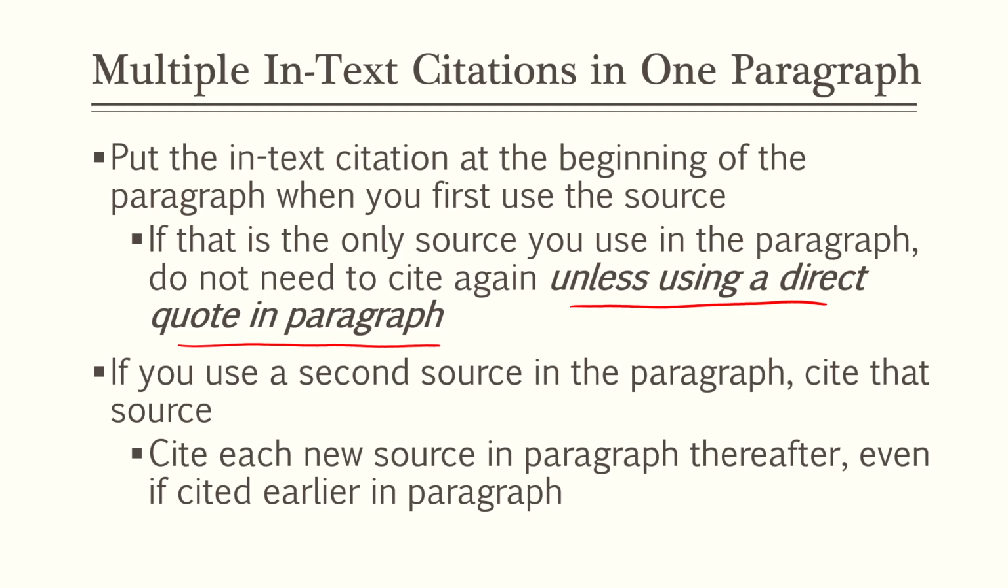Now, some of you may write paragraphs where you're using multiple sources within one paragraph. If that is the case, what you do is as soon as you use your second source in the paragraph, you cite that source. If that second source is the only source that you use for the rest of the paragraph, you don't have to cite it again unless you're using a direct quote. However, if you switch back to the first source or you use a third source in that paragraph, you have to cite that source, even if you've already cited it earlier in the paragraph. Let's take a look at an example that illustrates what I'm talking about here.